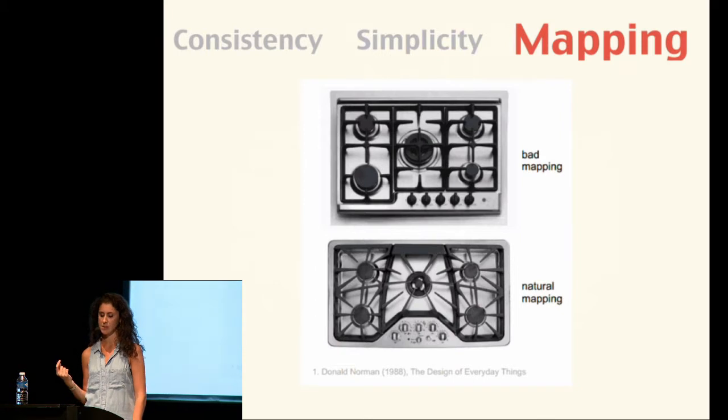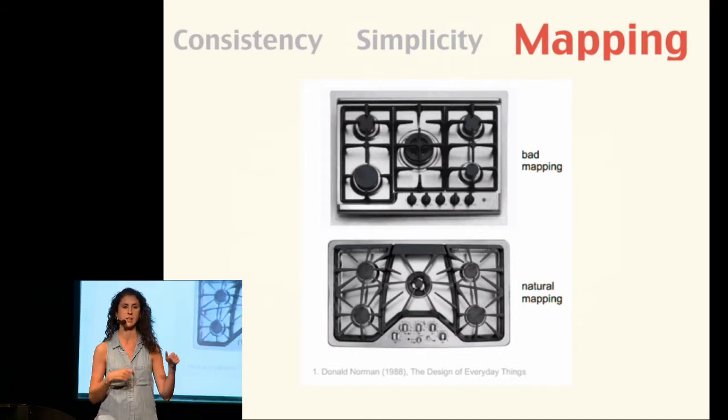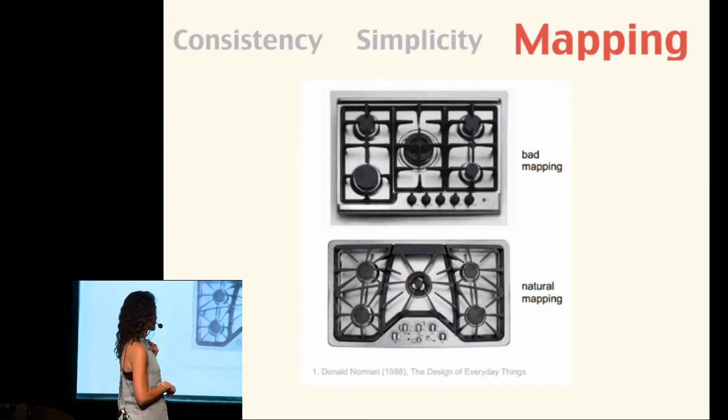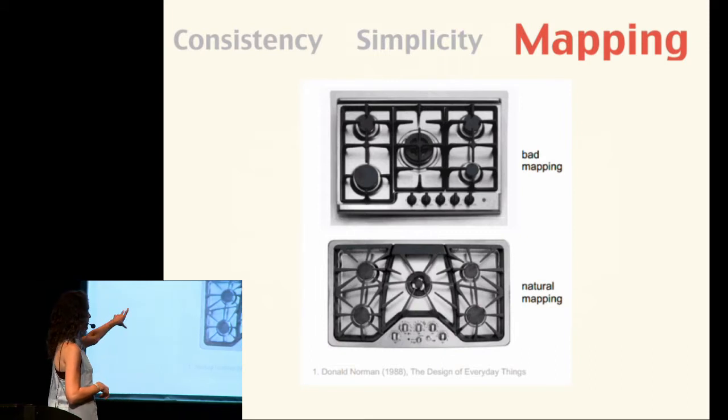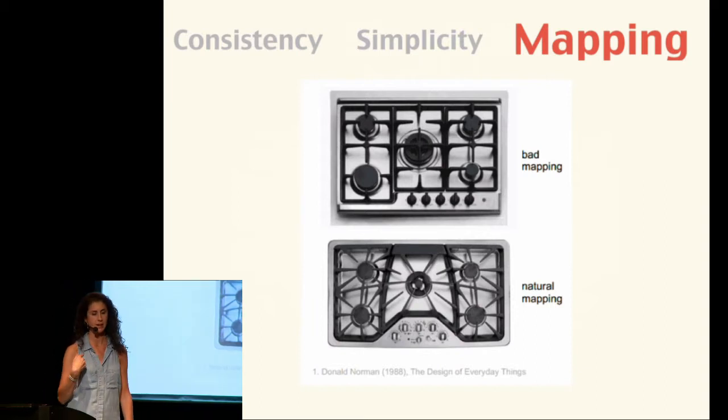And then mapping is the use of an interface component that allows your users to understand very easily what effect that interface component has on the system, and giving the user feedback that whatever it was that they wanted to do has actually happened. So I like this example. It's where there are knobs for a stove, and on the top, they're just knobs in a line. You have no idea which one maps to what. And then on the bottom, they're actually arranged in a way that reflects the stove, so you know exactly which knob, what effect this knob will have on the system, which is the stove. And you get immediate feedback, obviously, from turning the knob.